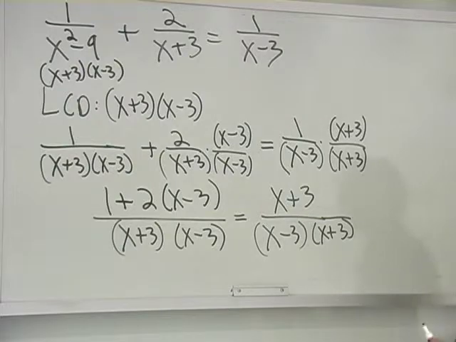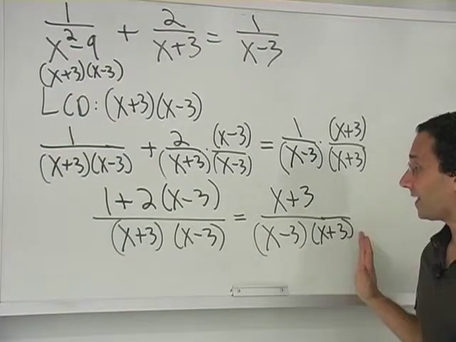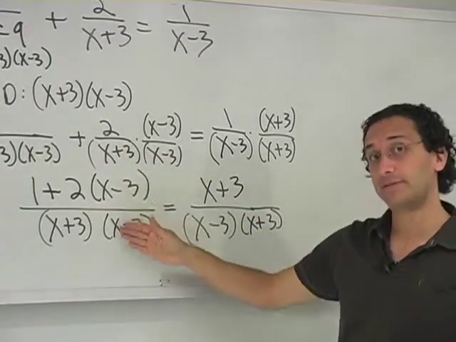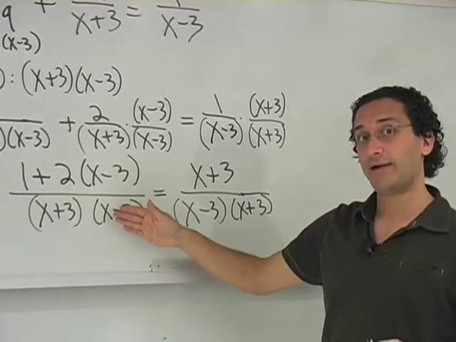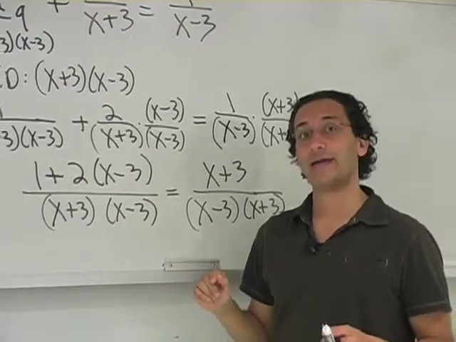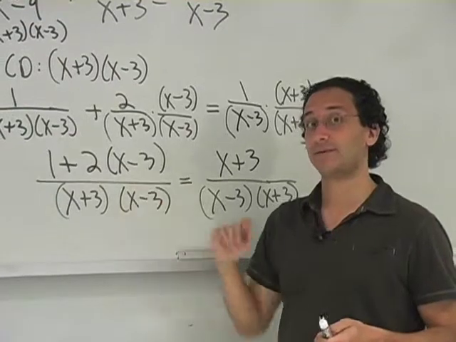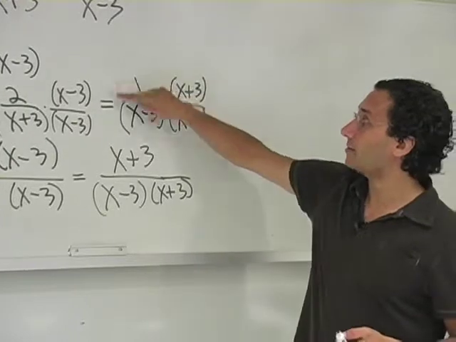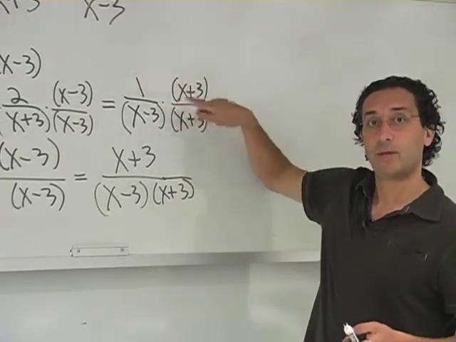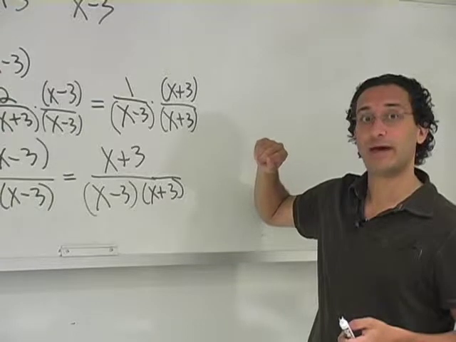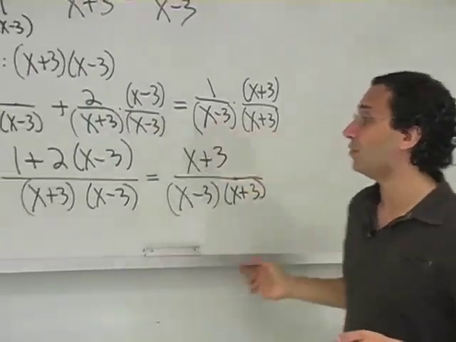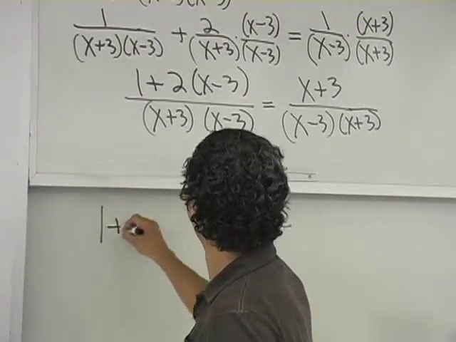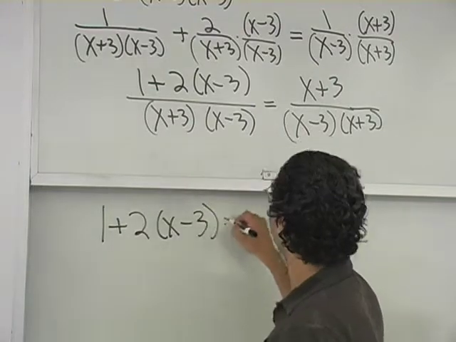At this point, students get tempted to cancel things. You don't want to cancel at this point. First off, this canceling would be illegal. This would be a surgery without anesthesia. And if you've never heard of that expression, feel free to take a look at it in my misconceptions section of the site. It would be legal to cancel these guys out, but you'd be back where you started. It's like one step forward, two steps back. Don't want to do that. We want to move forward. What do we want to do? We want to set the numerators equal to each other. So we're going to set 1 plus 2 times x minus 3 equal to x plus 3.